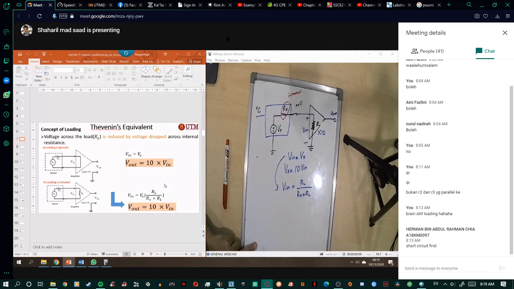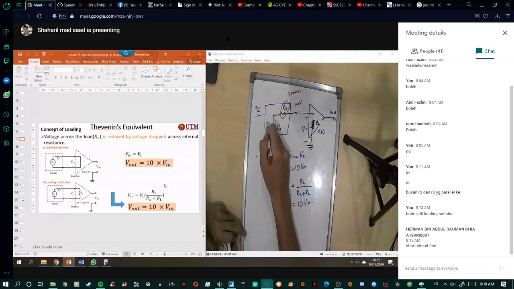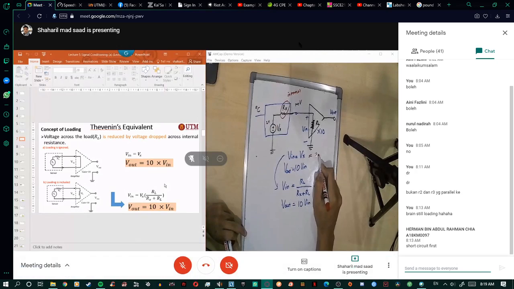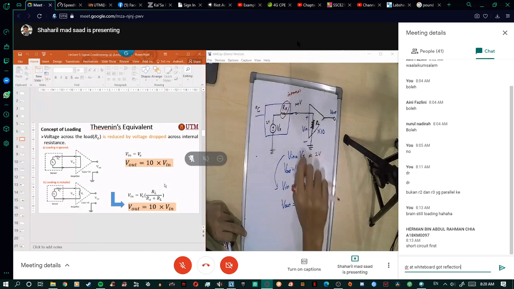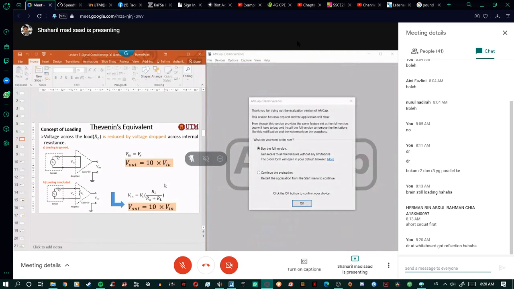So now V out is equal to 10 times V in. Let's say Vx here is 2 volt. So when ignoring the loading, V in is 2 volt. And when you include the loading, your V in is not 2 volt anymore, because it will drop here. So you will get something like 1.5 volt. So the output is just 10 times 1.5 volt.